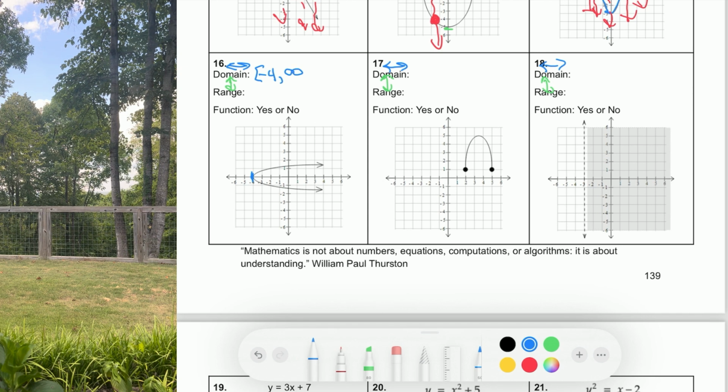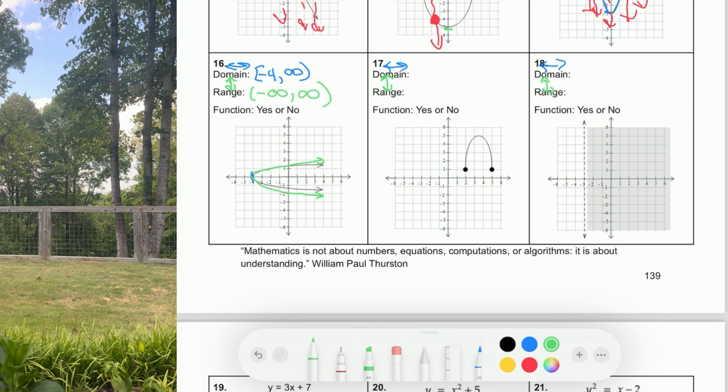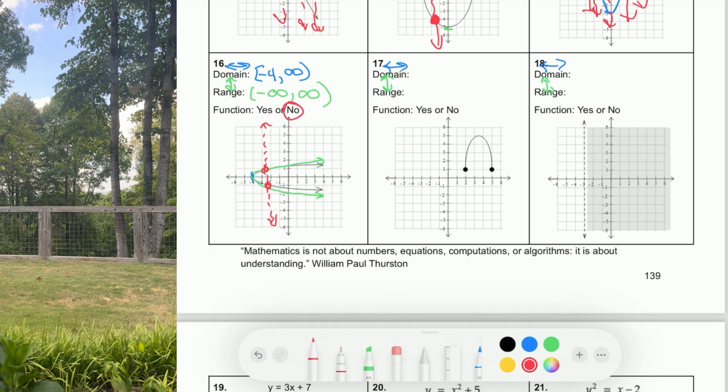So we have +infinity. What about our range? Even though it looks like it's not getting any higher, it is. It's just like in the previous one, it's so gradual, it's hard to see. But it is getting wider gradually. So this one is -infinity to +infinity. What about the function? If I do my vertical line test, oh, I hit in 2 locations with 1 vertical line test. So this is not a function.